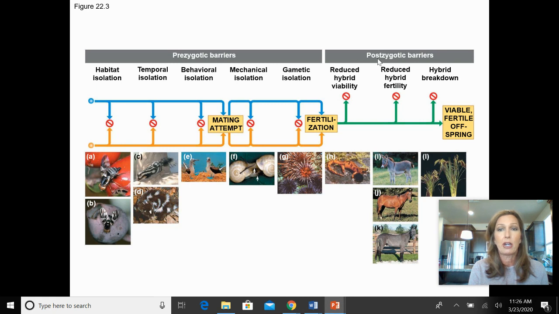Now, a postzygotic barrier means that a zygote was formed. So there was a type of fertilization event where two gametes have fused together. We've reestablished a diploid state, but these are three different ways that they still show that it's still a barrier even though fertilization occurred. So we'll talk about reduced hybrid viability, fertility, and also hybrid breakdown as far as some of these different reproductive isolations. But again, for speciation to occur, there has to be some type of isolation that separates the two gene pools, so there is no mixing of those two particular gene pools. And that's what we're going to talk about, all of these different examples.